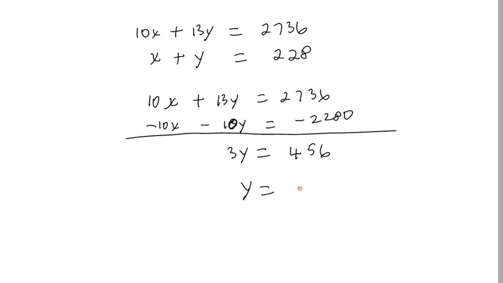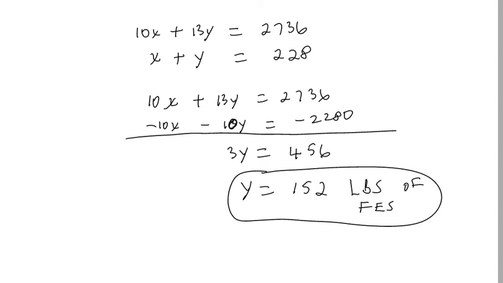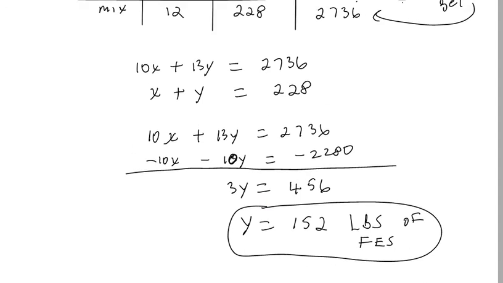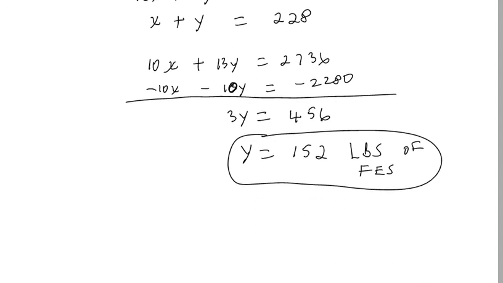152. Now remember that y represented the number of pounds of that fescue. So that's one of the quantities we were looking for. And the other one was, of course, the number of pounds of Kentucky bluegrass.